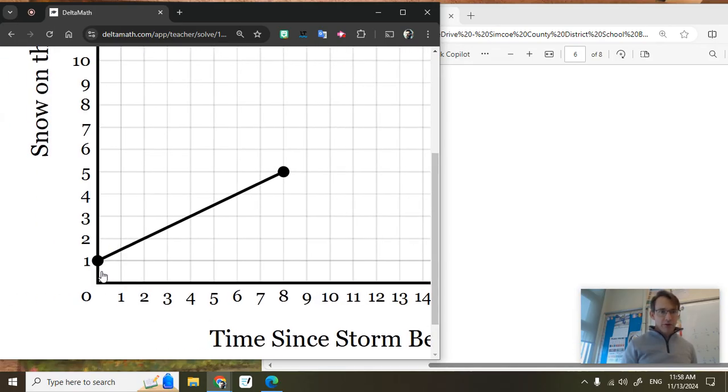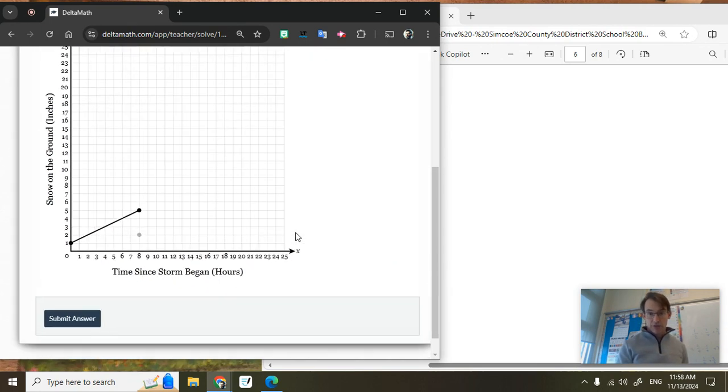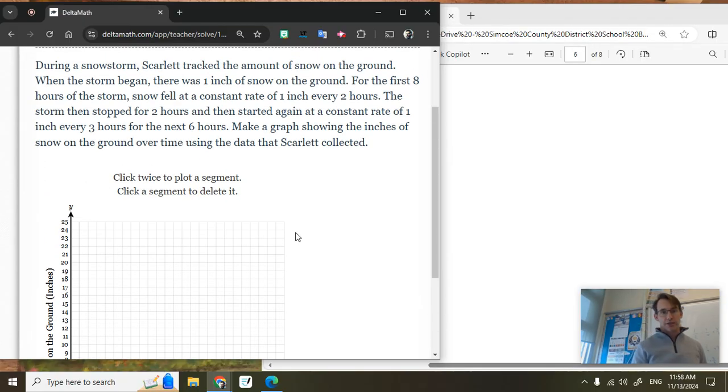And you can see that on the graph, right? I move over 2 and I go up 1. I move over 2 and I go up 1. I move over 2, I go up 1. So you see that slope on the graph. That's good to build that visual awareness there.